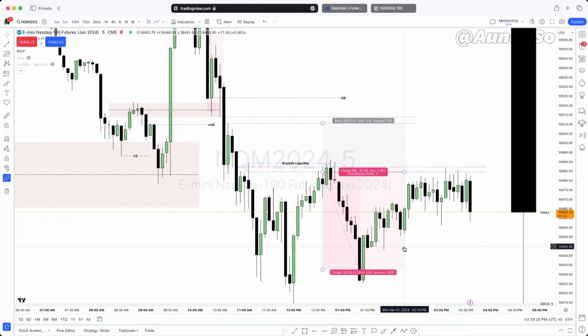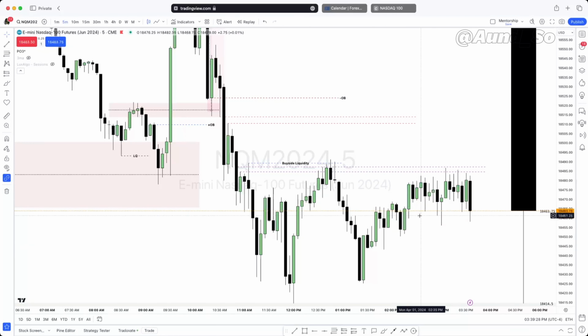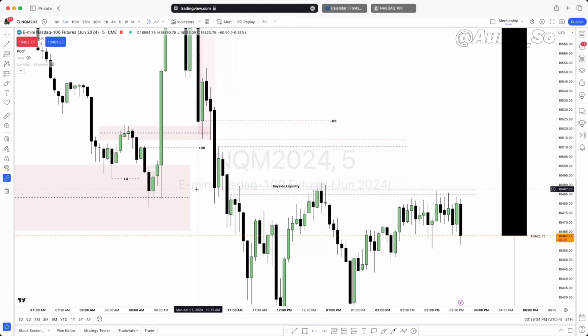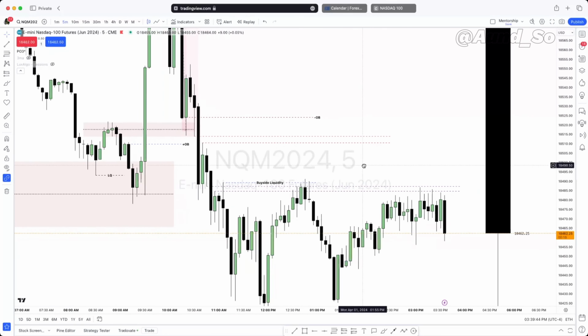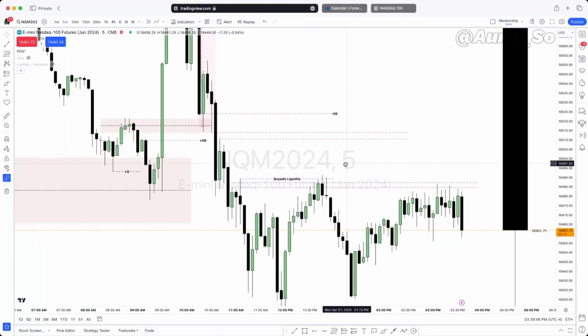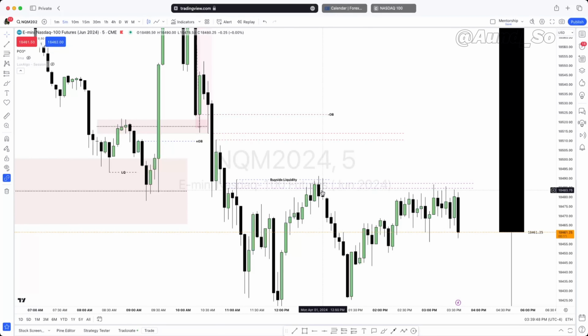But since I'm trading futures, which I could be trading the micro, but it is what it is, I'm trading futures on the NAS. If you have a stop loss that big, you're risking a couple thousand, and I don't want to risk a couple thousand, you know what I mean?